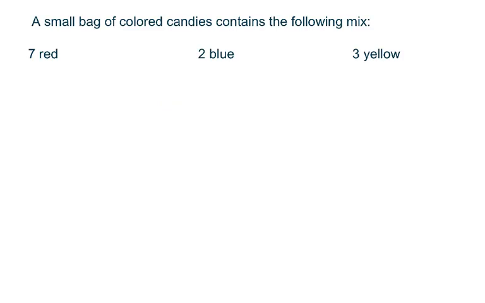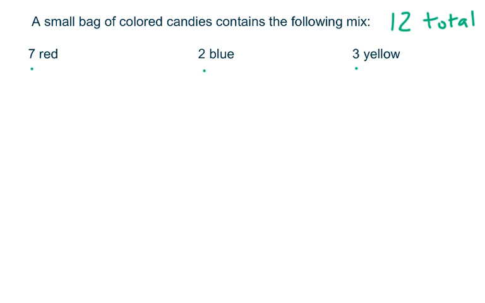A small bag of colored candies contains the following mix: 7 red candies, 2 blue candies, and 3 yellow candies. We're going to make a pie chart to show the proportion of each of these candies compared to the total. And that's a really important number for us. We've got 7 reds, 2 blues, and 3 yellows. When we add that together, it's very important for us to know that we have 12 total candies in the bag. That number 12 is going to be really important for us as we go forward.